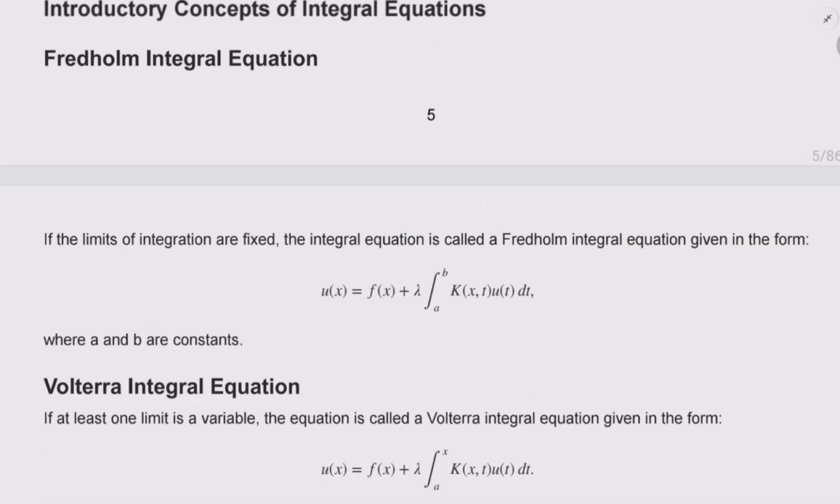In the Fredholm integral equation, the lower limit is fixed. It means that it is a number. And for the upper limit, we also have a fixed number.